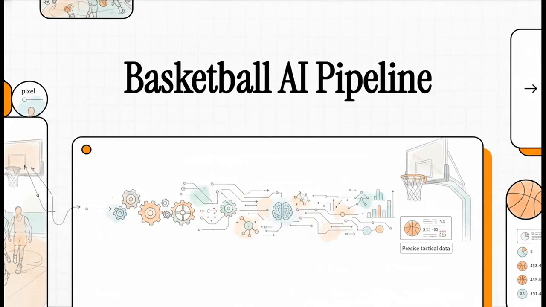So welcome to this explainer. Today, we're going to demystify a highly complex machine learning pipeline by basically tracking a single frame of data straight down the assembly line. We'll look at the exact tech stack used to overcome all that court chaos and turn raw pixels into precise tactical data.